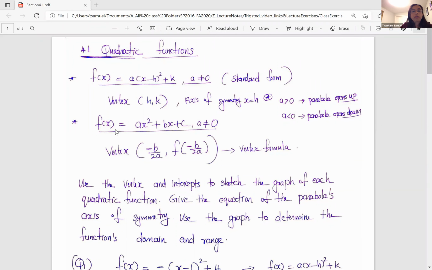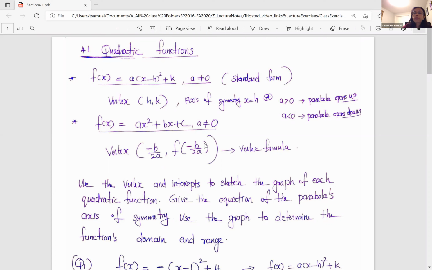Another form of the quadratic function is f of x equals ax squared plus bx plus c, where a is not equal to 0. In this case, to find the vertex, we can use the vertex formula: minus b over 2a, f of minus b over 2a, that is the y coordinate. So to find the vertex, we have to find the x coordinate, minus b over 2a, then substitute this value in the function to get the y coordinate.